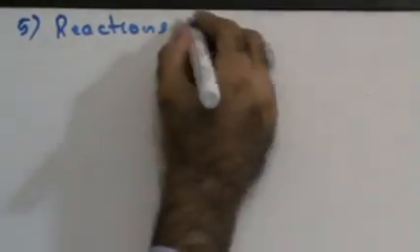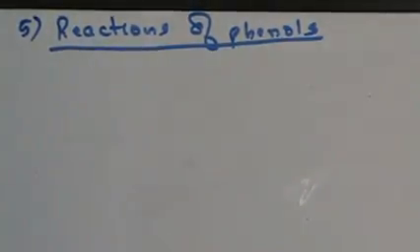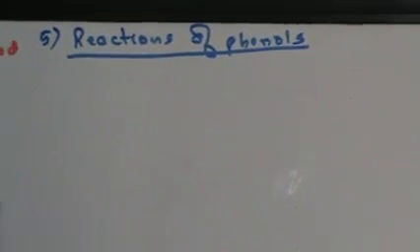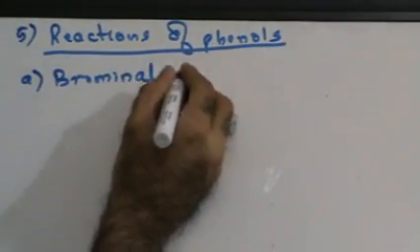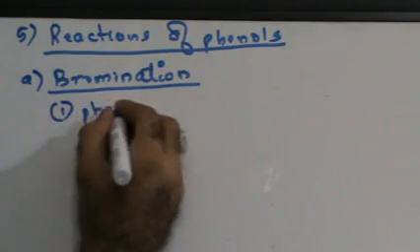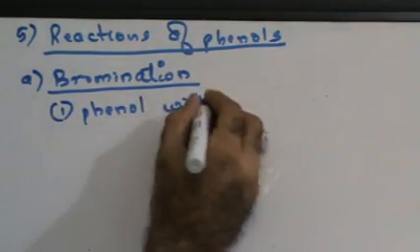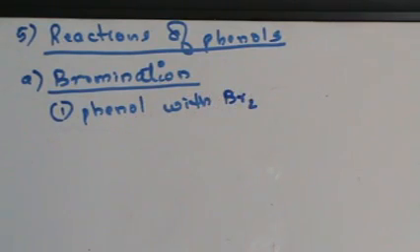Reactions of phenols. First, let us see bromination. The first reaction is bromination. What happens when phenol reacts with bromine? Phenol with bromine gas. What happens when phenol reacts with bromine gas?